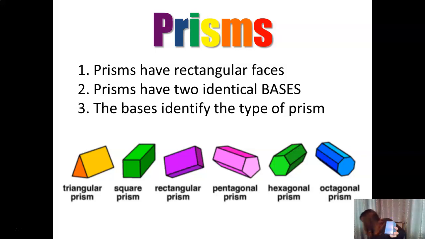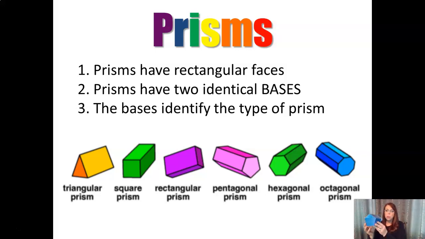So let me look here. This is a prism, right? It's a square. It's a cube. All of the sides are identical in size and shape. But it is a prism because it has rectangular sides. This is also a prism because it has rectangular sides. And then the next point is that a prism has 2 identical bases that identify the type of prism.